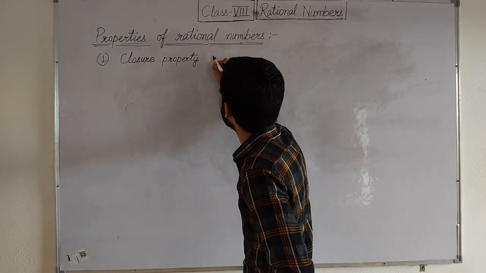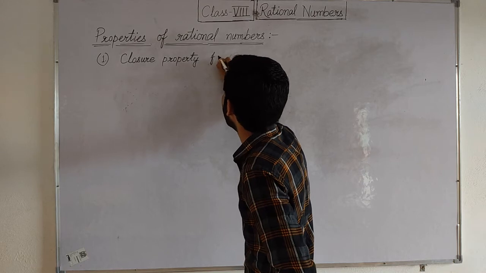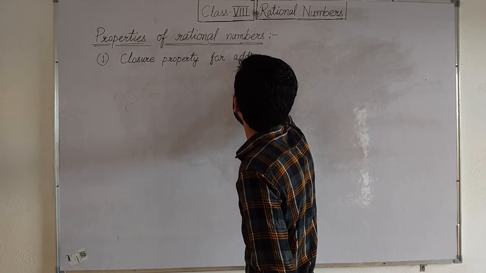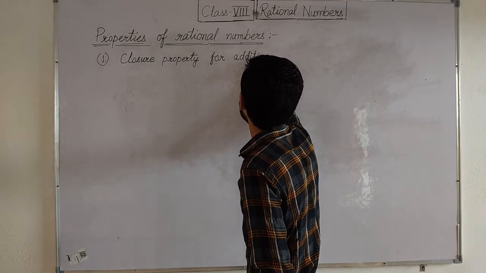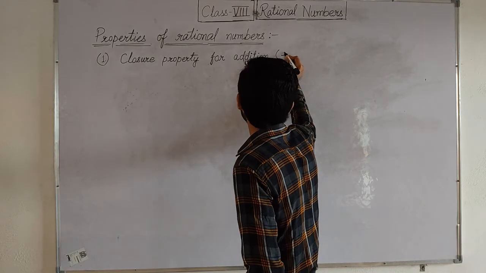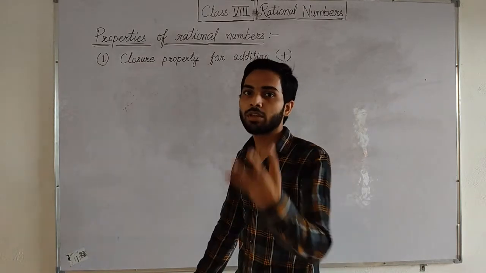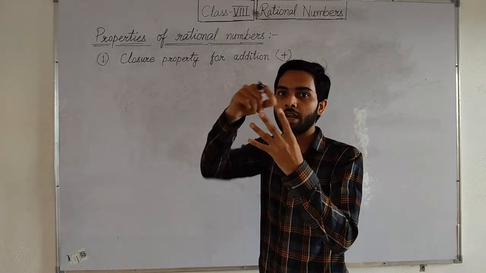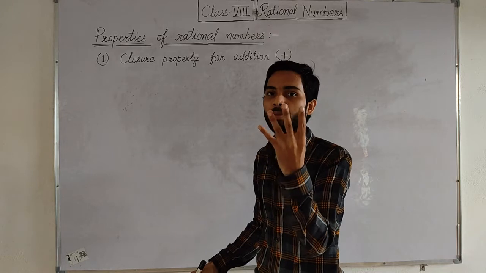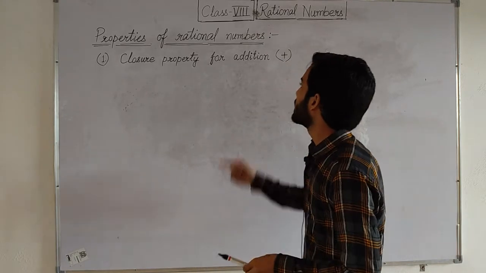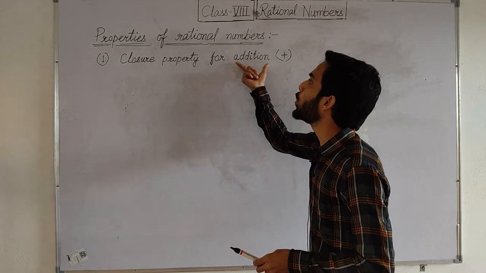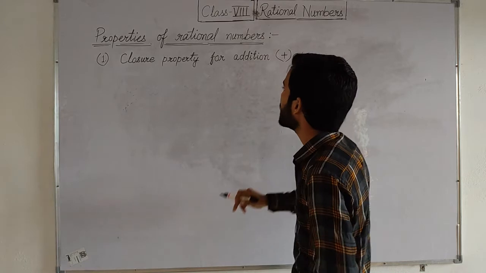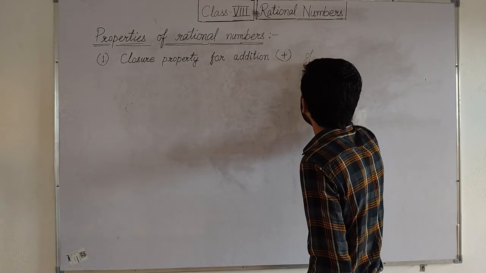So my dear students, the closure property for addition of rational numbers, that is, we are taking the plus operation. There are basically four mathematical operations: addition, subtraction, multiplication and division. We are taking here the operation of addition over rational numbers, and we are applying the closure property on that. Closure property for addition of rational numbers.